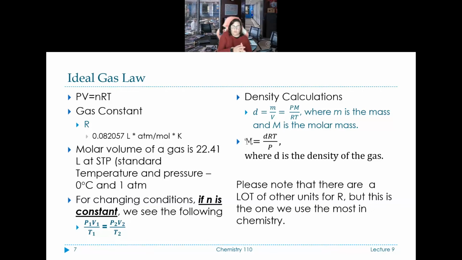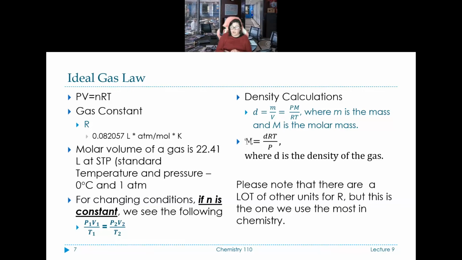And if you want to go through that exercise, I'm happy to show it to you, but I'm not going to do that for the general folk. It is just substitution and rearrangement. So density is equal to P times M over R times T. We can also find the molar mass, and that's equal to the density times R times T divided by P, where D is the density of the gas. So if I want a molecular weight, and I know the density, the gas constant, temperature, and the pressure, then I can calculate the molar mass.